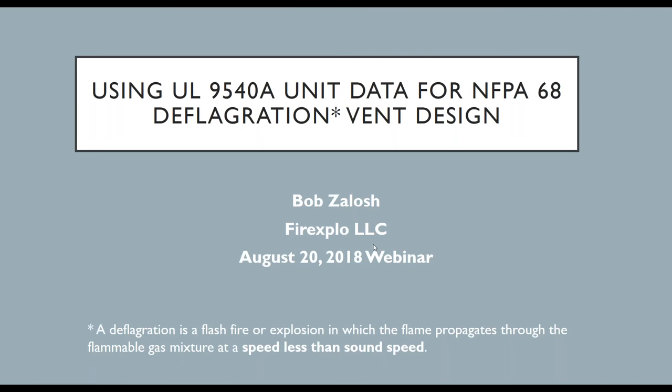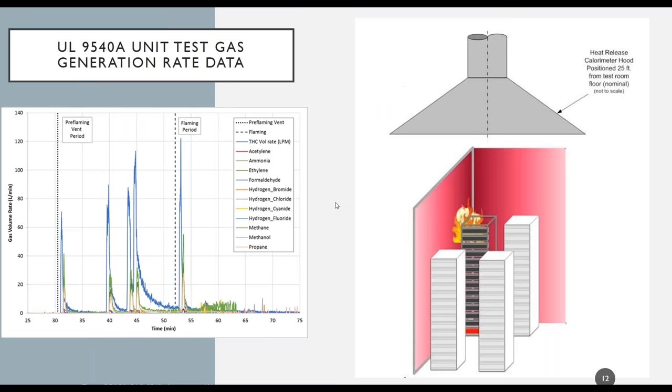As the asterisk says, a deflagration is a flash fire or explosion in which the flame propagates through the flammable gas mixture at a speed less than the speed of sound in that gas mixture. If it were to propagate at a speed faster than the speed of sound, it would be called a detonation. But virtually all accidental explosions are deflagrations, so we are covering the overwhelming majority of expected explosion conditions by looking at deflagrations. Next, please.